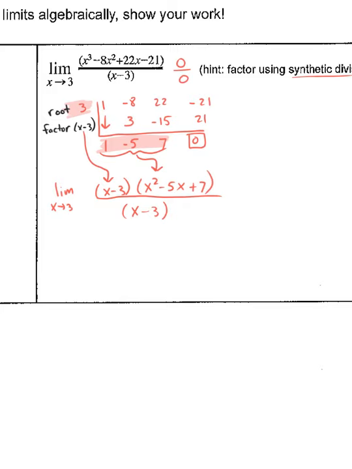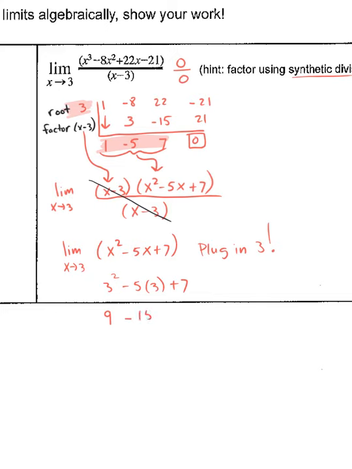You need both of these factors. This times this is equivalent to this. So don't forget this one. All right, because you need it to cancel out this guy. All right, so now we have the limit as x approaches 3 of what's left, x squared minus 5x plus 7, and now we can plug in 3, direct substitution. So 3 squared minus 5 times 3 plus 7, 9 minus 15 plus 7. I'm seeing positive 1, right? Okay, there we go.